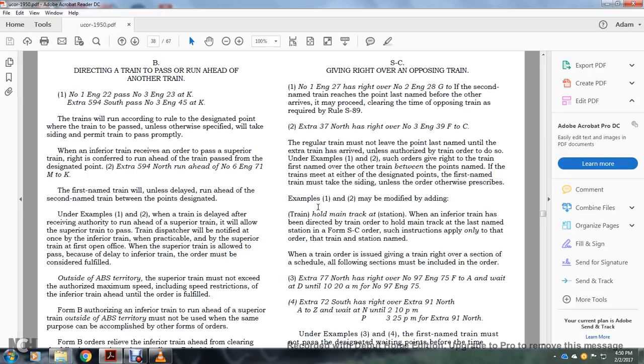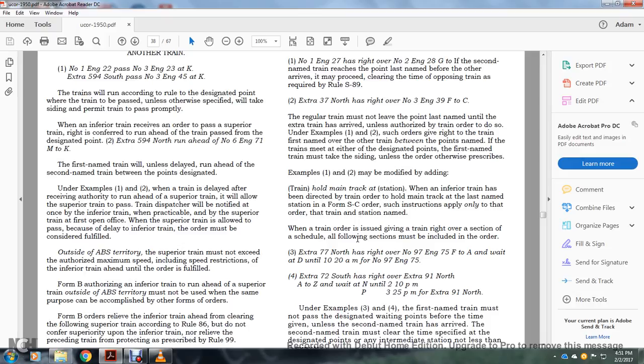Under examples 1 and 2, such orders give the right to the train first named over the train between the points named. If the train must meet at either of the designated points, the first named train must take the siding unless otherwise prescribed. Examples 1 and 2 may be modified by adding that the inferior train has been directed by the train order to hold the main track at the last named station. In Form C orders, such instructions apply only at the station named.